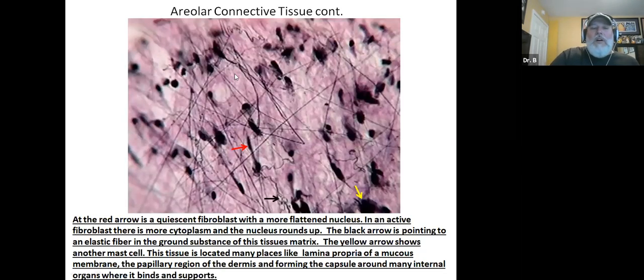So this is one of our views of areolar connective tissue, and we have a few slides here associated with it. This slide here, I'm not as crazy about as the previous one, but again, you can see these spindle-shaped, these long fibroblasts right here. This black arrow right there is pointing to our elastic fiber. You can kind of see it squiggly as it runs through there. So those would be elastic fibers. And then this yellow arrow down here is showing us another mast cell.